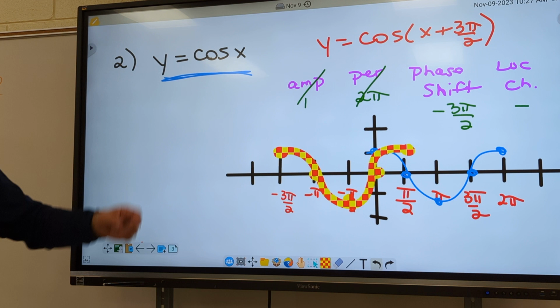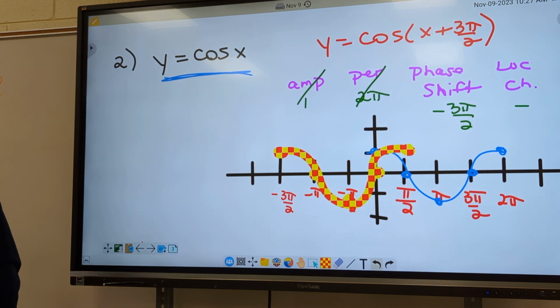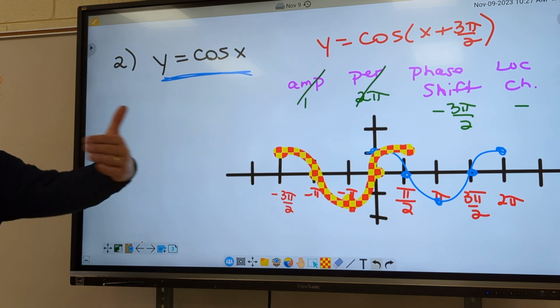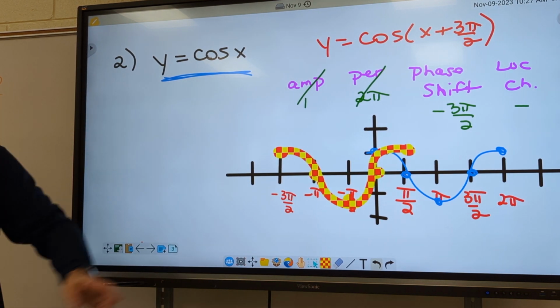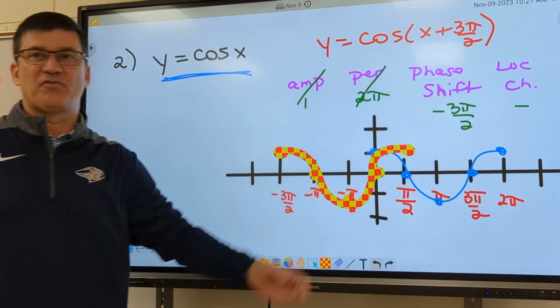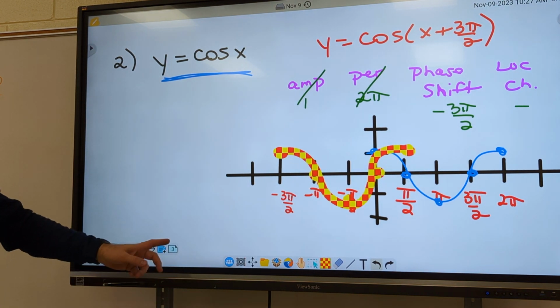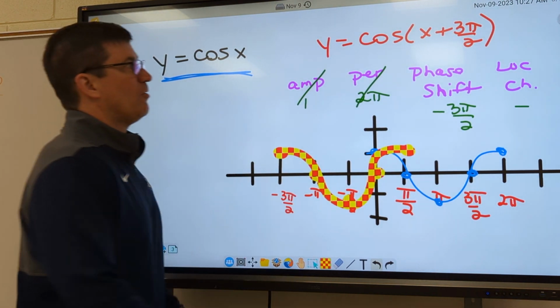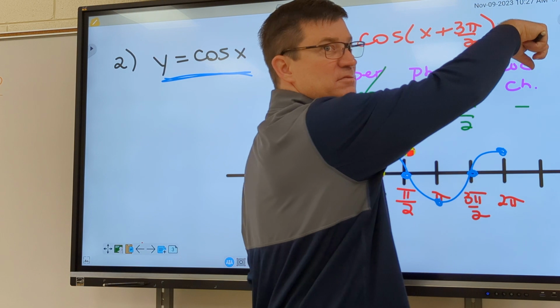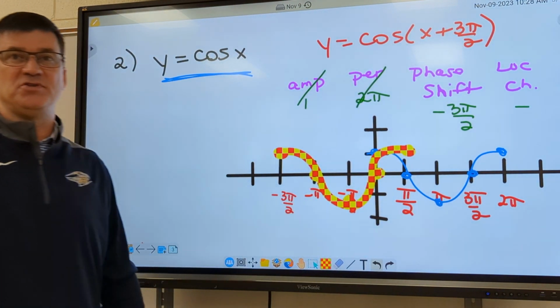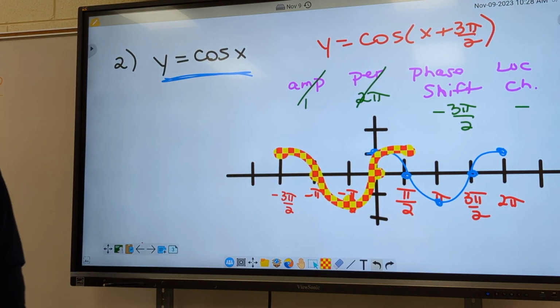Anybody got a question on number 2? It can either be slid right or slid left. This one, they wanted you to slide it left to negative 3 pi over 2. What's the location change? There's not one, because there's nothing back here. That's what you just filled in on your chart a few minutes ago.